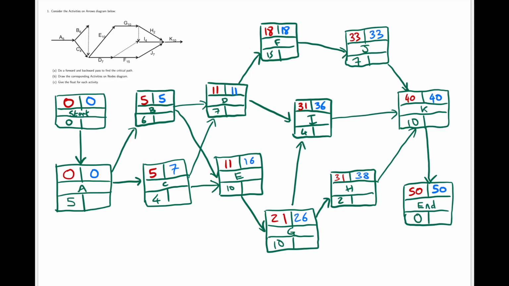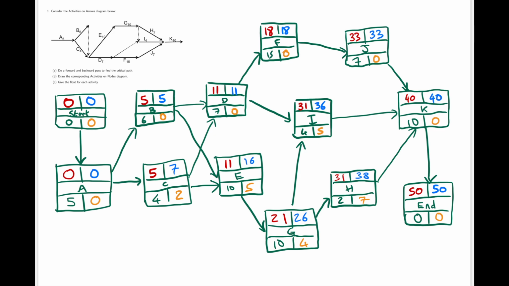The float for each activity then, that is how much leeway, how much slack we have in starting each activity. That is going to be the latest time we can start the activity minus the earliest time we can start the activity. So we can just fill those in for every activity. 0 minus 0, 0 minus 0, 5 minus 5, 7 minus 2, and so on. And that answers C, give the float for each activity.